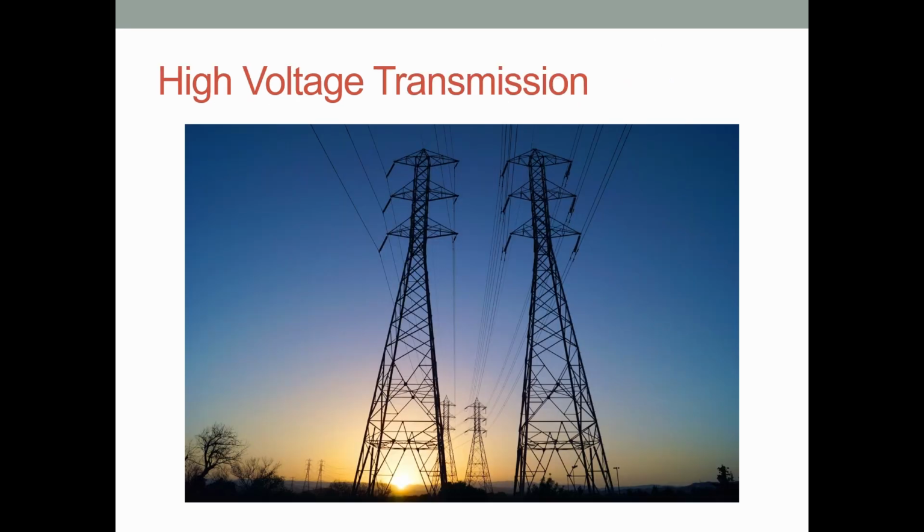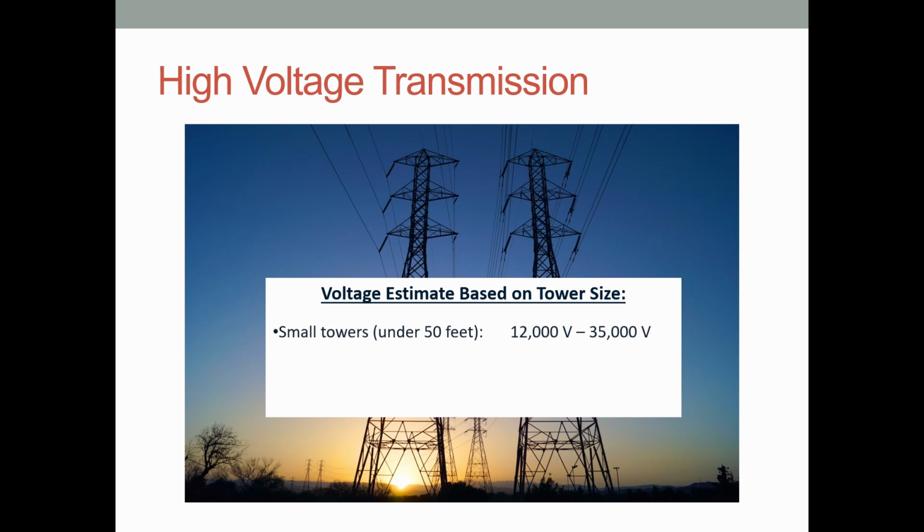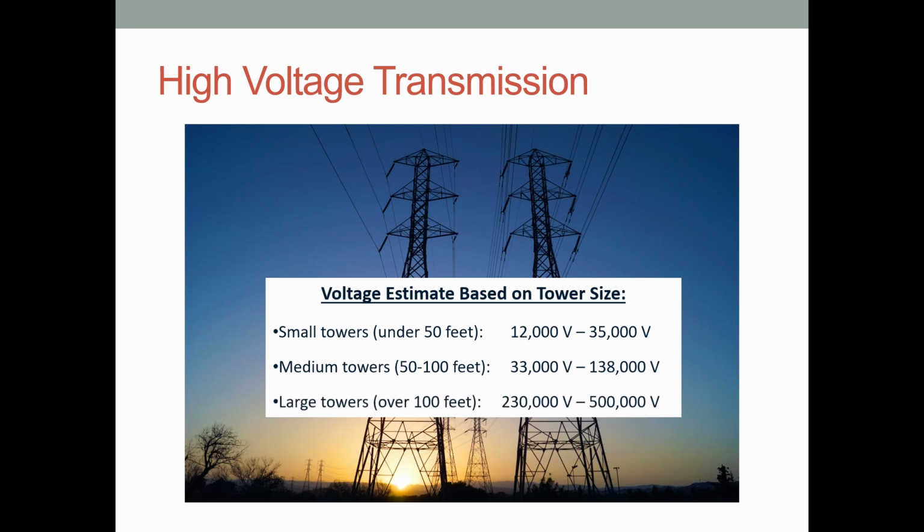Just for information, we can estimate the voltage in a power line by the size of the tower carrying the lines. The taller the tower, the more voltage it will typically carry. A small tower or pole under 50 feet can carry from 12,000 to 35,000 volts. A tower from 50 to 100 feet typically carries lines that range from 33,000 to 138,000 volts. And a tower 100 feet or over can carry voltages from 230 to 500,000 volts.